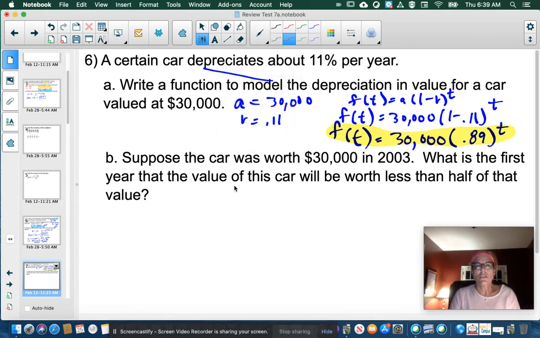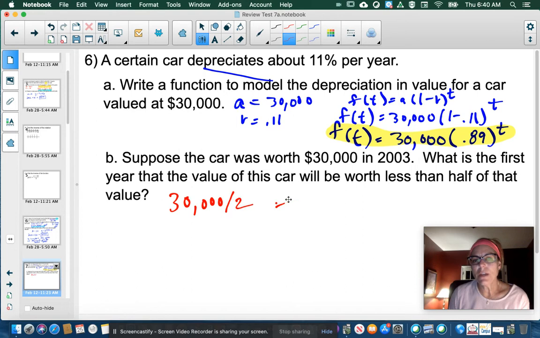The next question. Suppose the car was worth $30,000 in the year 2003. What is the first year that the value of this car will be worth less than half of that value? Well, half of 30,000 is 15,000. That's what we're going to look for. We're going to look for when the Y value is below 15,000. That's what half means, half of this value.